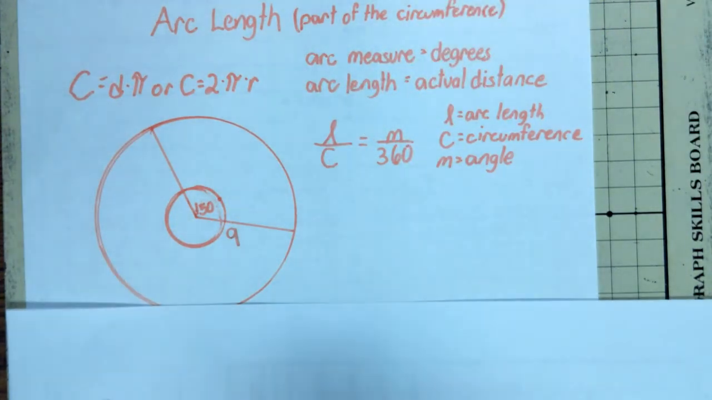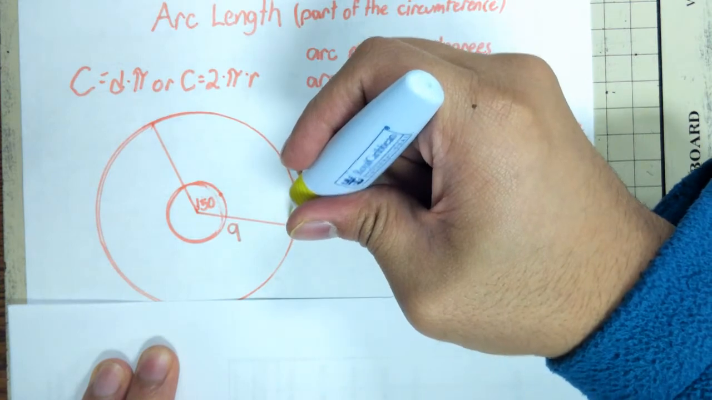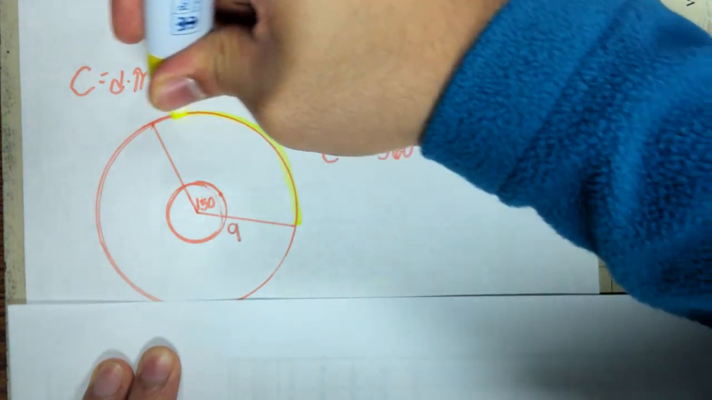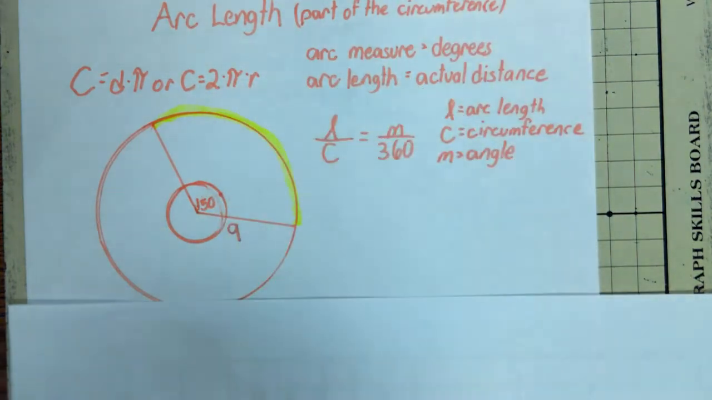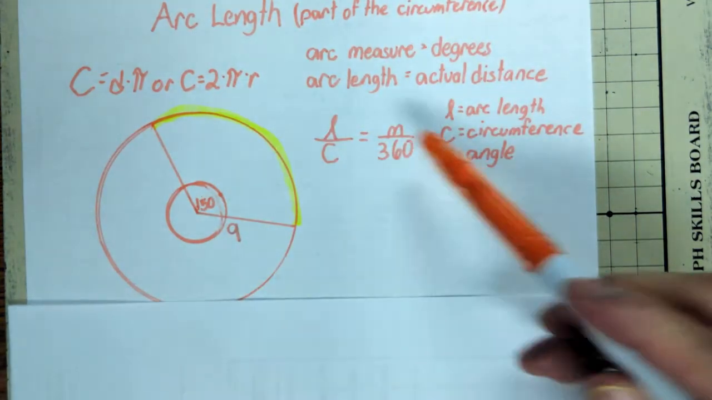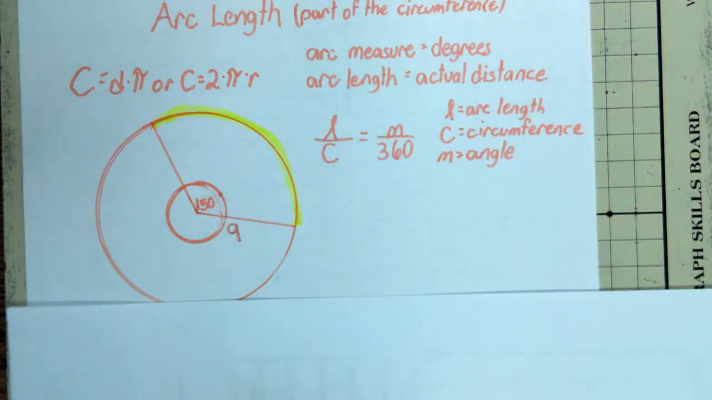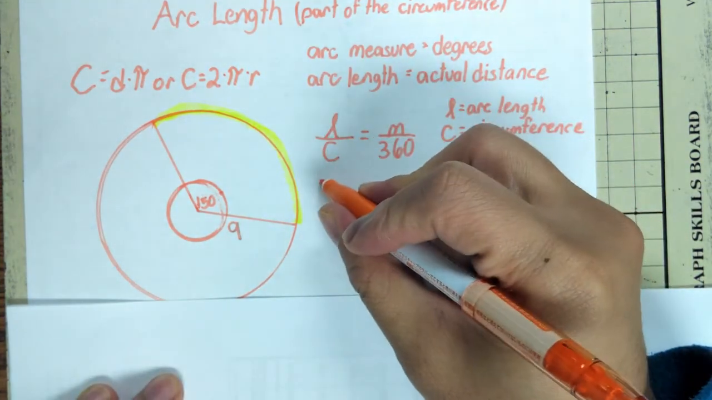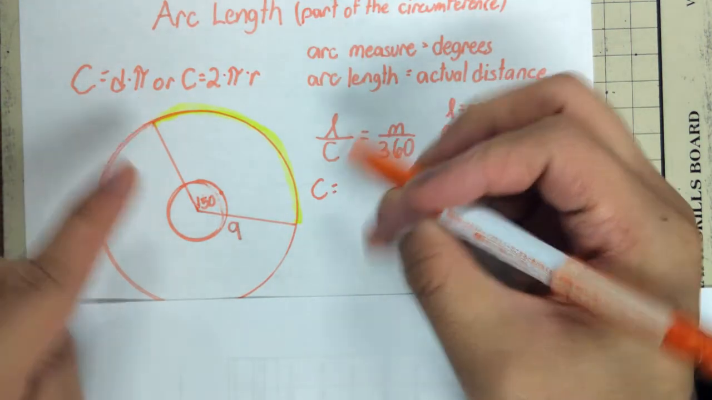So let's work on arc length using this example. I want to find the arc length for this arc right here. How long is this part? So look at my equation, I need to figure out the circumference. So let's do that first. Circumference equals diameter times pi.